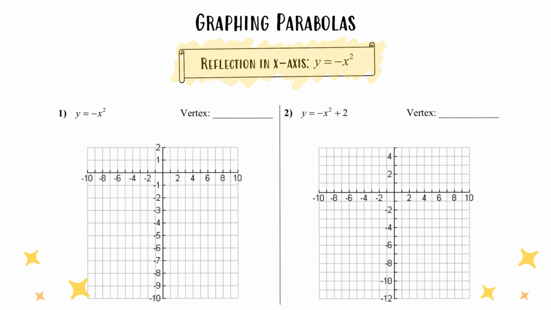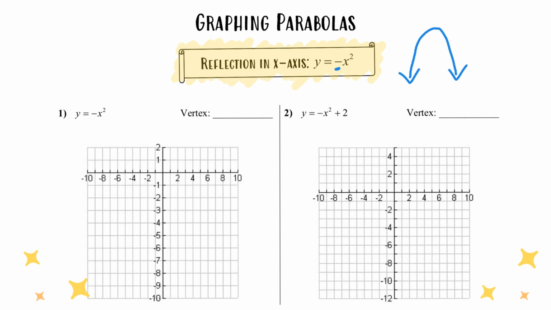The next transformation that we're going to learn about is something called reflection in the x-axis. And what that's going to look like in your equation is there's going to be a negative sign right in front of the x squared. So as soon as you see the negative sign, you should recognize that your parabola is going to flip over, and instead of looking like a U, it's now going to look kind of like an N.